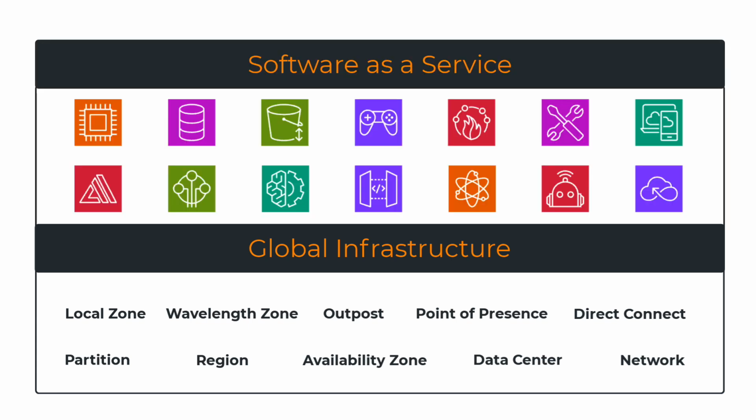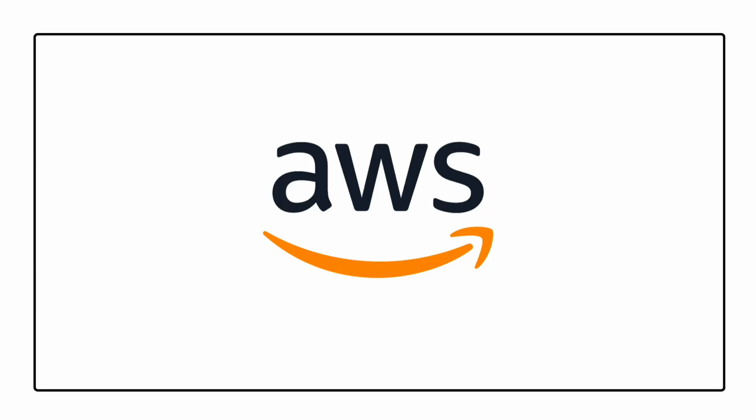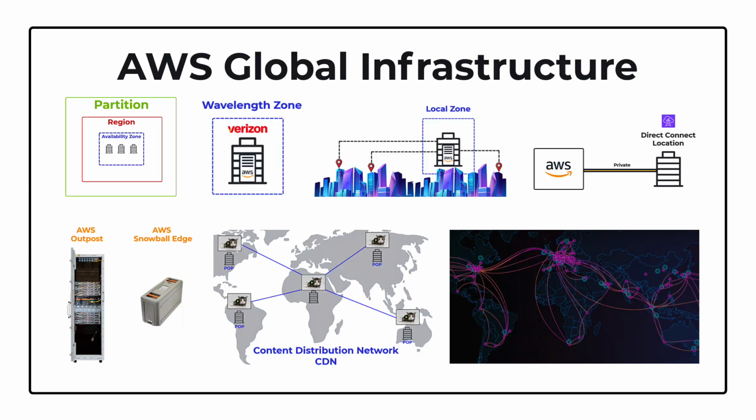On top of this physical infrastructure, AWS provides software like databases and GenAI. This combination of physical infrastructure and software as a service has many names like cloud computing and cloud service provider. The good news is that AWS is open to the public and you can access it through the internet. So I hope this gives you some idea what AWS Global Infrastructure is and why it's important to understand when building on AWS.